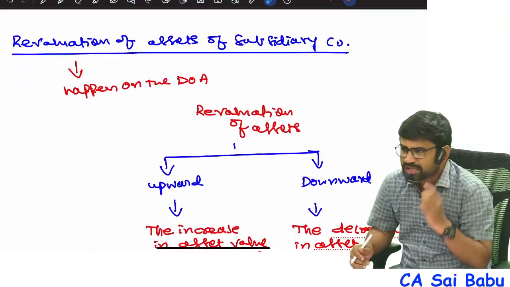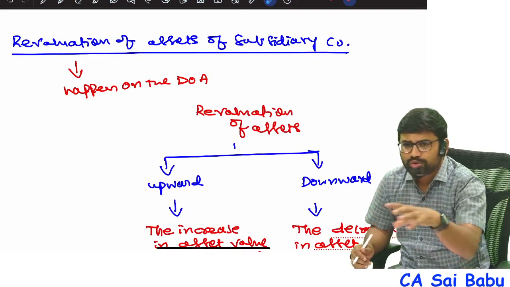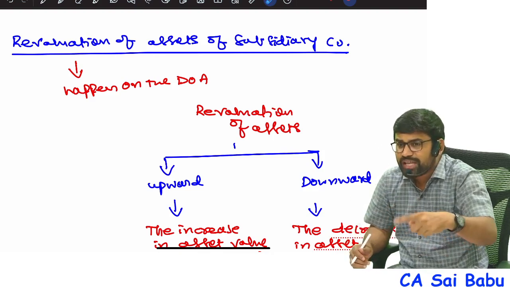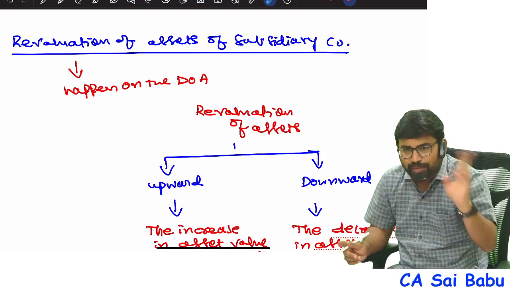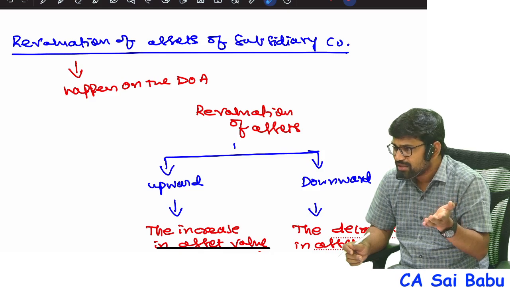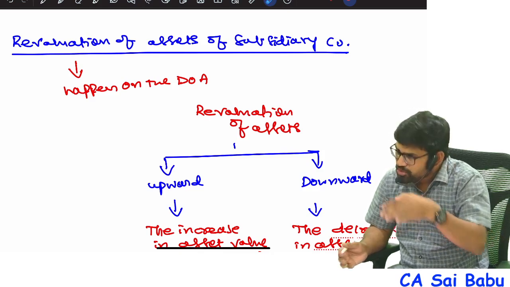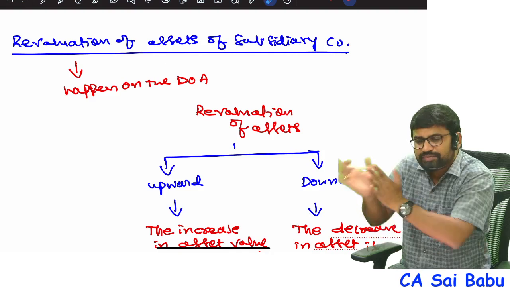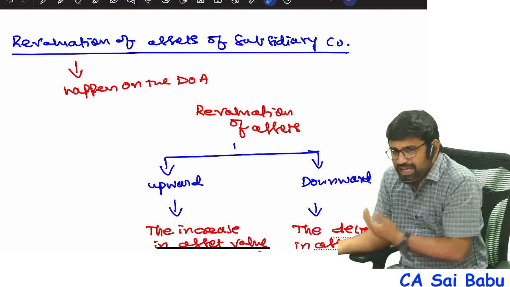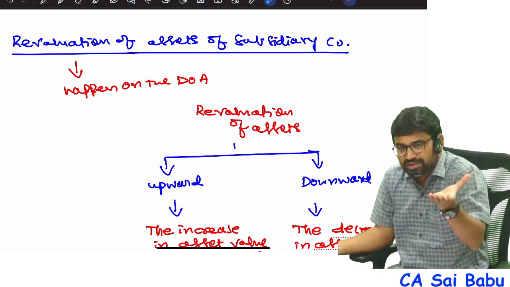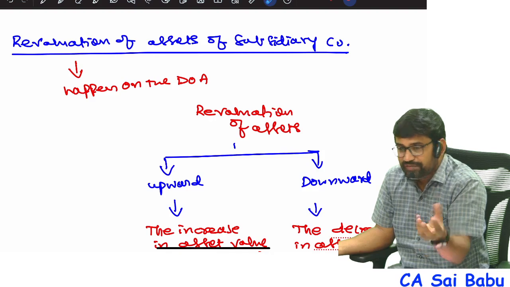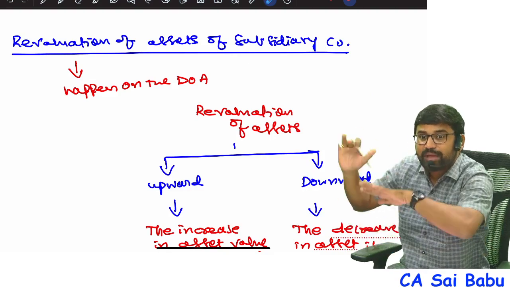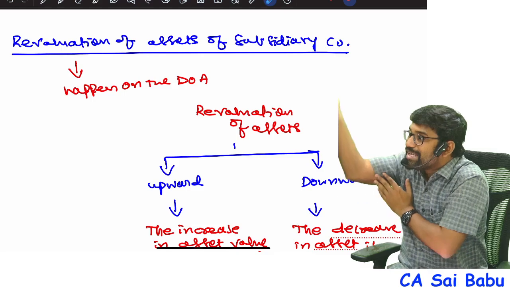What is the first one? Revaluation of subsidiary company assets. Who will do the revaluation? The parent, on the date of acquisition. On the date of acquisition, any revaluation happened, how many possibilities? Two. Upward, downward. If there is an upward revaluation, pre-acquisition profit. Downward also pre-acquisition. Now, once upward or downward happened, is there any effect on future profits? Yes. If there is an upward revaluation, additional depreciation decreases my post-acquisition profits. If there is a downward revaluation, whatever excess depreciation I provided, I need to return, so my post-acquisition profits will increase.